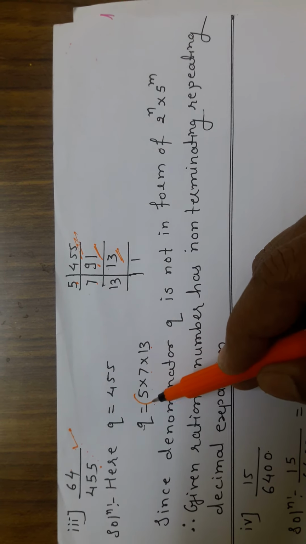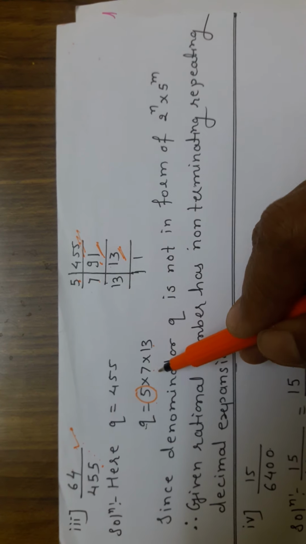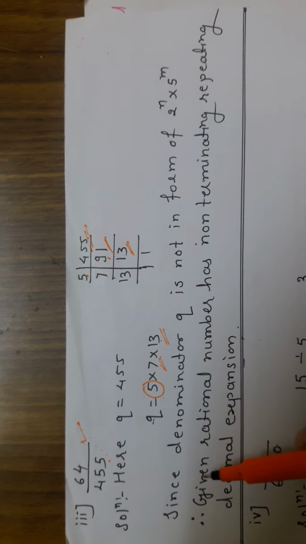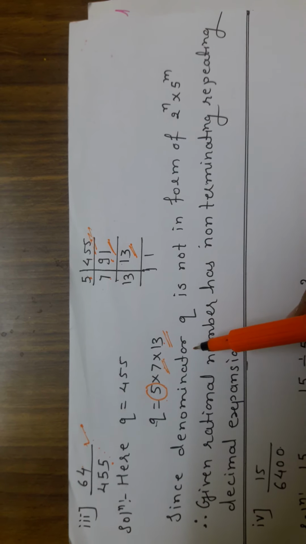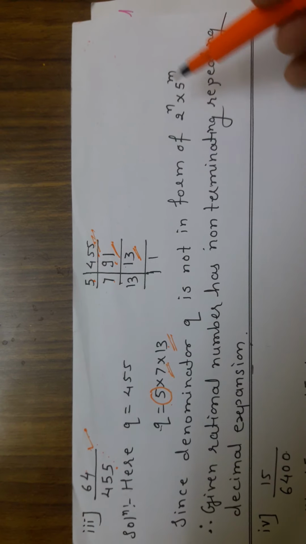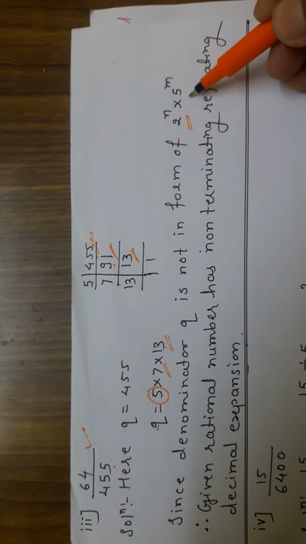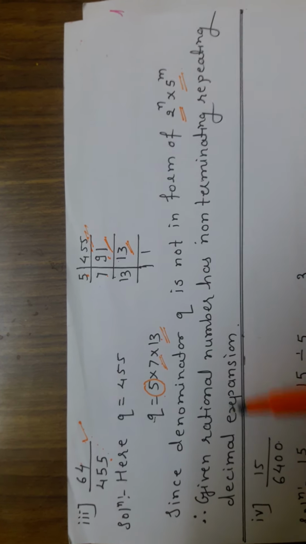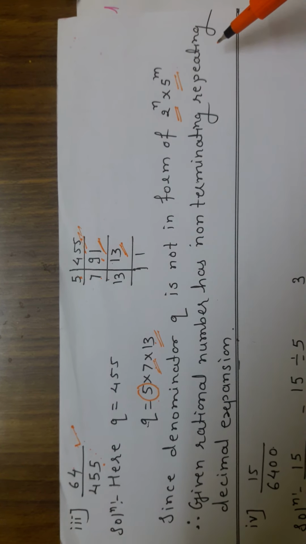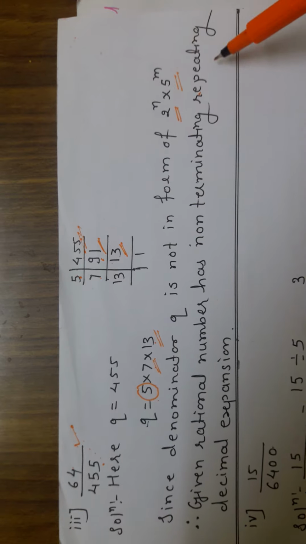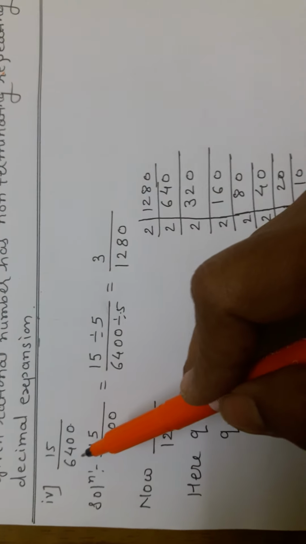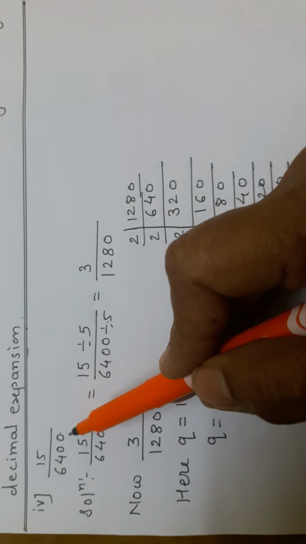Though one of the factors is 5, we got other factors, 7 and 13, which we don't want. We want only 2 and 5 as factors. Since the denominator q is not in the form of 2 raised to the power n into 5 raised to the power m, therefore the given rational number has a non-terminating repeating decimal expansion.